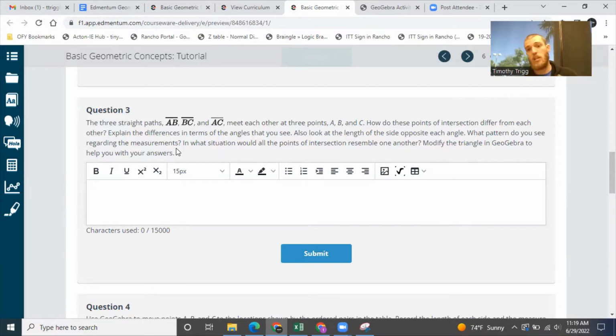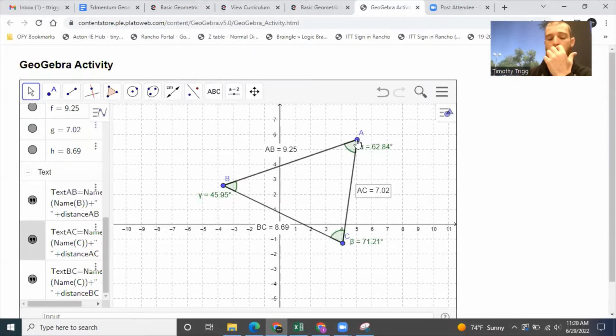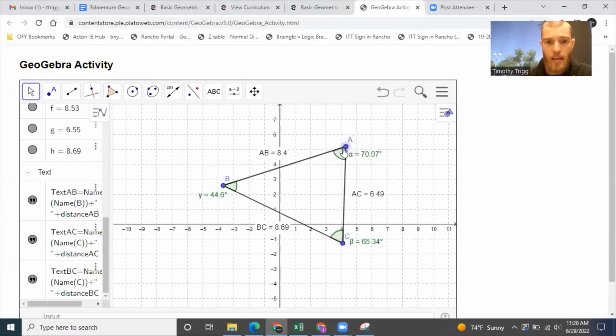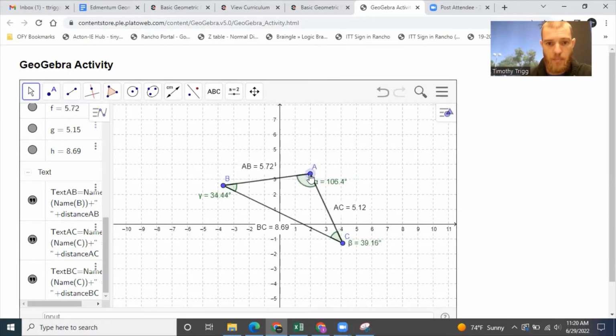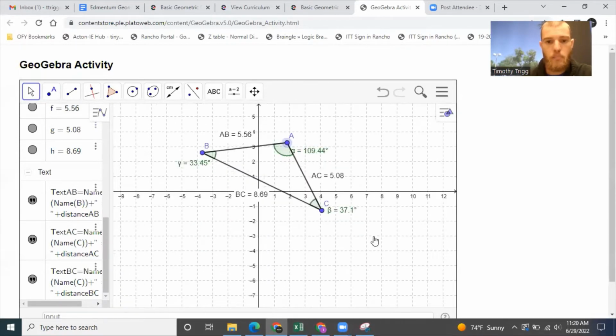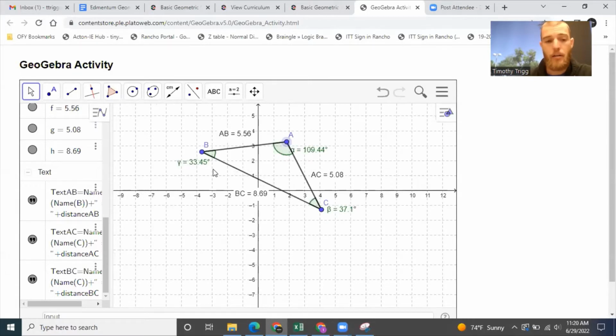Okay, so this is a lot that they're asking here, but basically what they want you to see is this. So let's go back to GeoGebra, and I'm actually going to change the measures of the angles a bit. So I'm going to make angle A quite a bit larger here, over 100 degrees. Notice when I make it bigger, the angles for B and C got smaller, right?